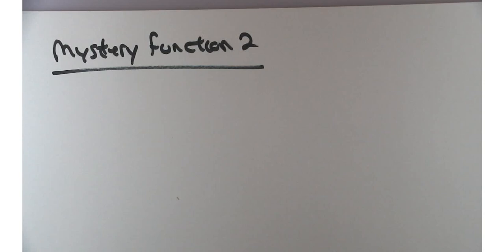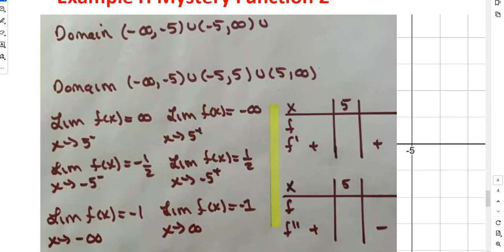Function 2 has a lot more going on to it. Let me help narrate your way through this a little bit. Let's start out with the domain here. The domain is negative infinity to negative 5 and negative 5 to infinity. So yeah, there's a little bit of a gap here, right? Where's the gap? The gap's just at that point of x equal 5.